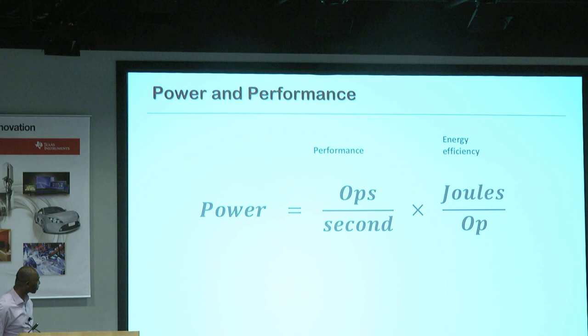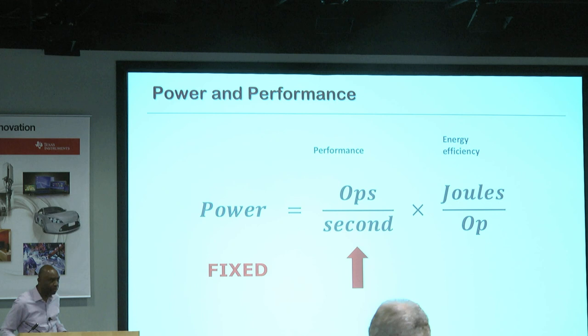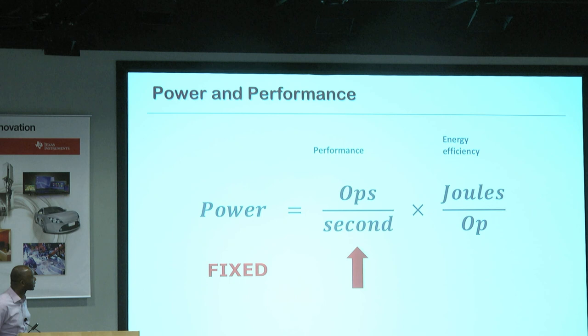And so we're in this power-constrained environment, right, where power is fixed because we don't want to burn up our chips, and yet we want more performance. So we want more operations per second because we want to provide more capabilities to applications like machine learning. And so fundamentally, this means we need to become more energy efficient, right? So we need to increase the efficiency with which we do the operations.